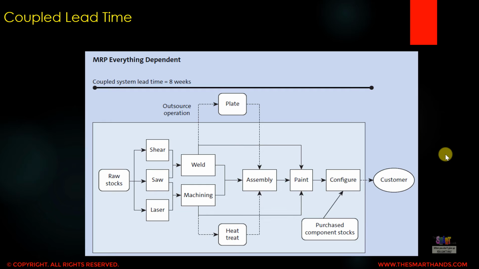If you look at this picture here, this is showing you the coupled lead time. Basically, say we want to make this one from raw stock, we're maintaining some semi-finished goods. Further, there are some operations, and then finally going to assembly, then painting, configure, and going to the customer. So this is a typical coupled lead time. For example, starting from the raw material up to the finished goods is taking say 8 weeks, so the coupled system lead time is 8 weeks.